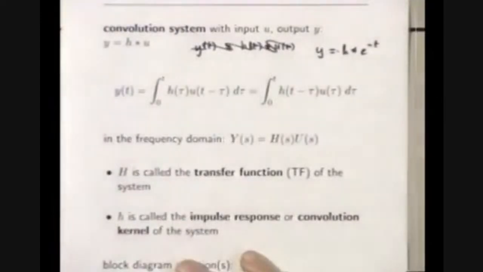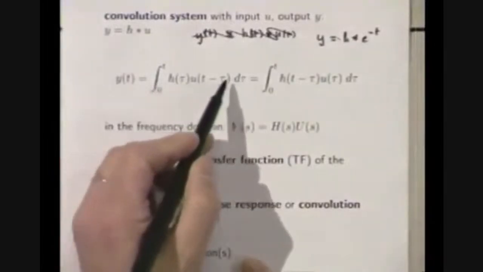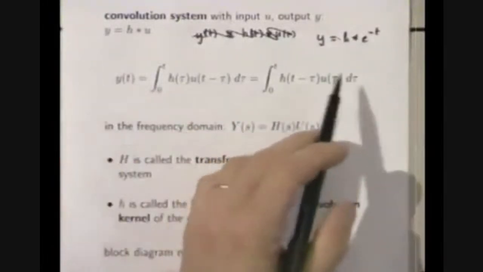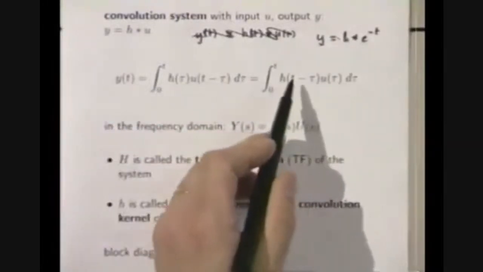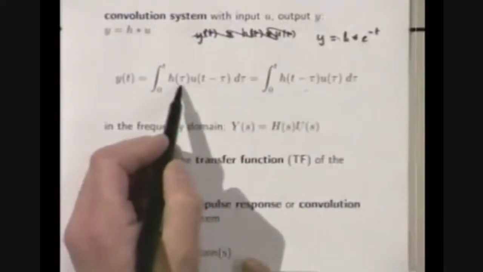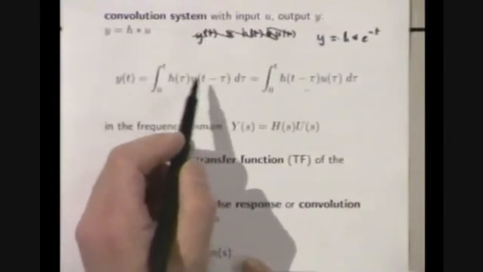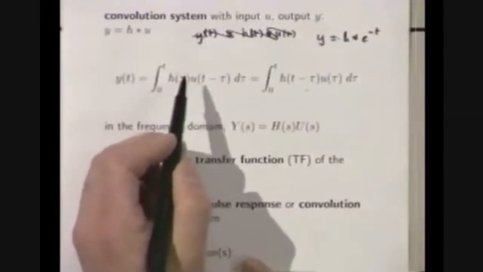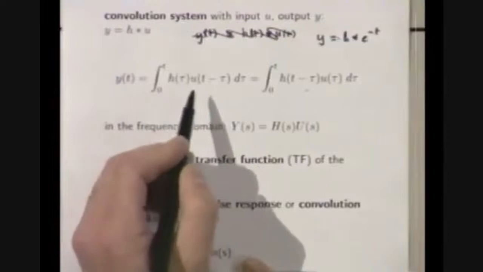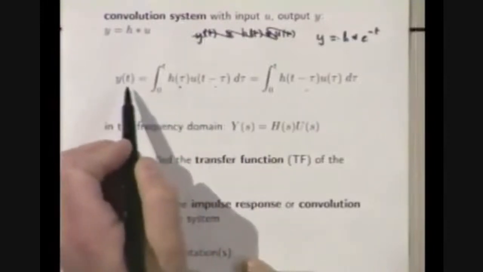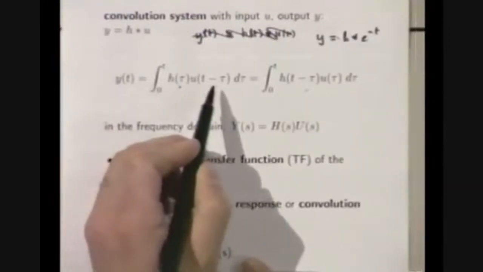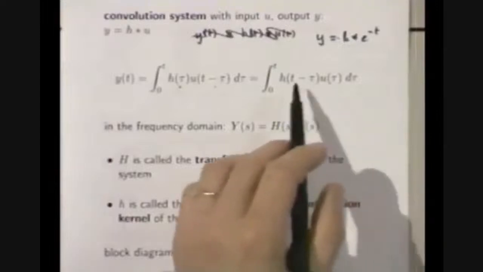Okay, so it's given by this formula here. You've already seen this a couple of times. It didn't mean anything to you then. It will soon. So here, it's the integral of h of tau u of t minus tau d tau. You can change variables here, and it's the same as h of t minus tau times u of tau d tau. Now the important part is you have two functions. It's an integral of a product, and you multiply together the two terms at times which add up to t. That's the whole point, that tau and t minus tau add up to t, and the same here.